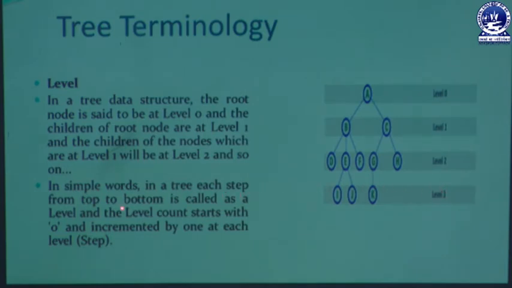In simple words, in a tree, each step from top to bottom is called a level. If we go from top to bottom, the first top is called level 0, the next step is called level 1, the next step is called level 2, and in a similar way we can go from level 0 to n number of levels. So the level count starts with 0 and is incremented by 1 at each level or each step.